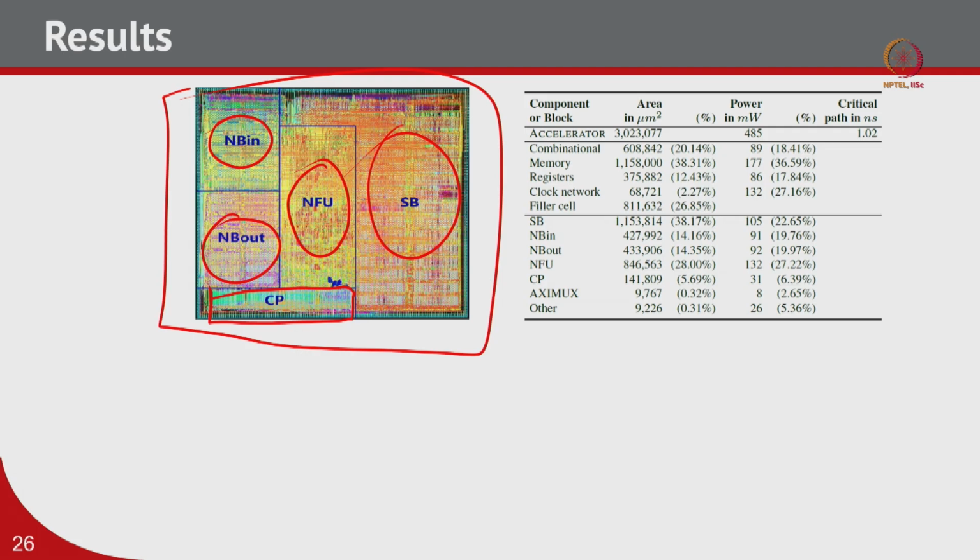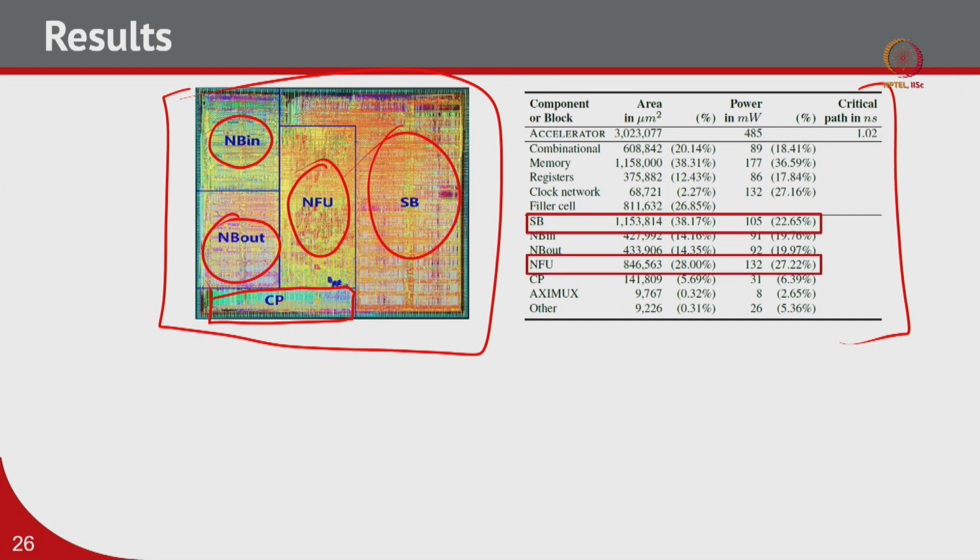Now, this table is showing the actual area of different components of the chip, right. If you look closely, the synapse buffer is taking 22.65% of the total power and 38.17% of the total area, right. Not only that, this synapse buffer is taking 38, then NB in the input buffer is taking 14, NB out is also taking another 14, right. So, if you add them, it will come to about 70%, right. And then this NFU, the computing unit, is taking 28%.